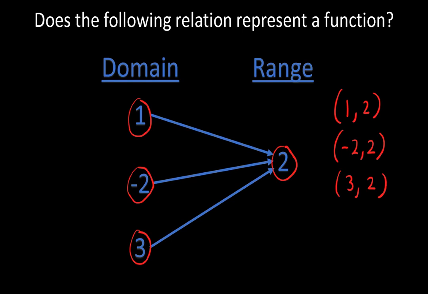Remember, the definition of a function says that each element from my domain is paired with 1 element from the range. 1 is paired with exactly 1 element, 2. -2 is paired with exactly 1, 2. And 3 is paired with exactly 1, which is 2. So this does represent a function. There's nothing in the definition of a function that says that each individual input can't be paired with the same output. So this does represent a function.